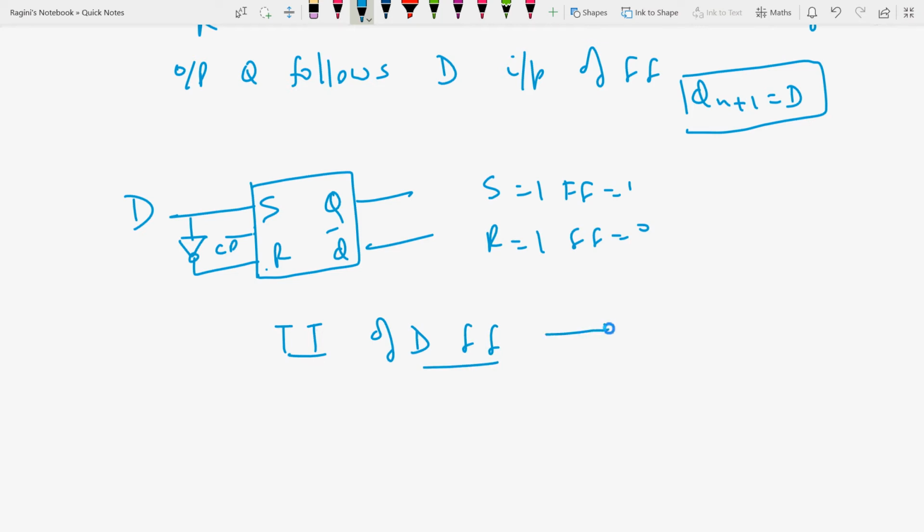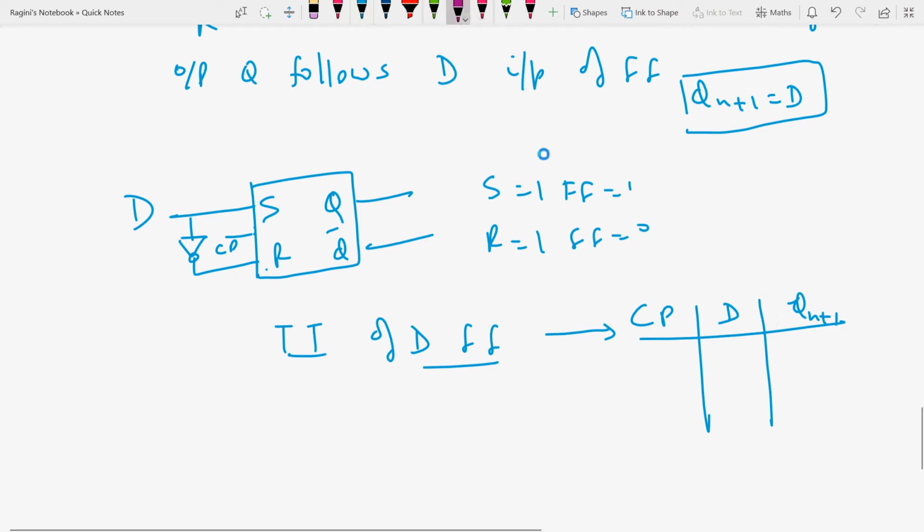What will be the truth table of the D flip-flop? It will have clock pulse, D and Qn plus 1. D is the input, and the clock pulse is used to trigger the signal. Now, see, when the clock pulse is high, that means if it is 1, and D is 0, then the output state will be 0. When the clock pulse is high again, and if D is 1, then the output will simply follow the D input.